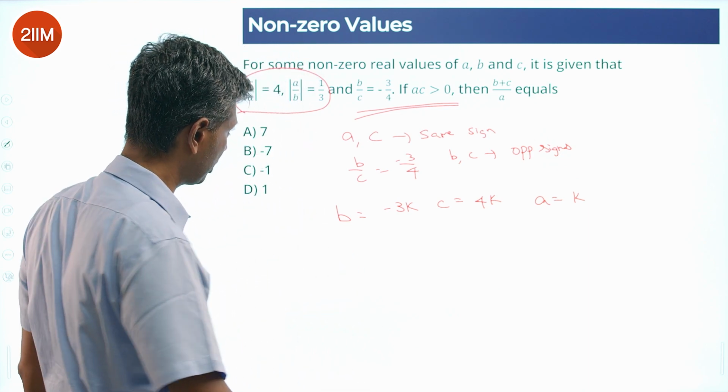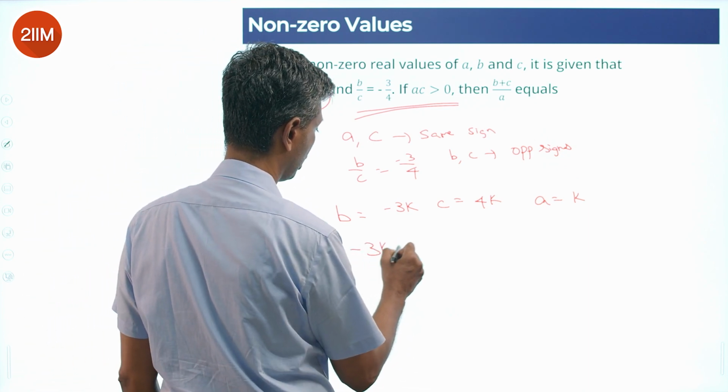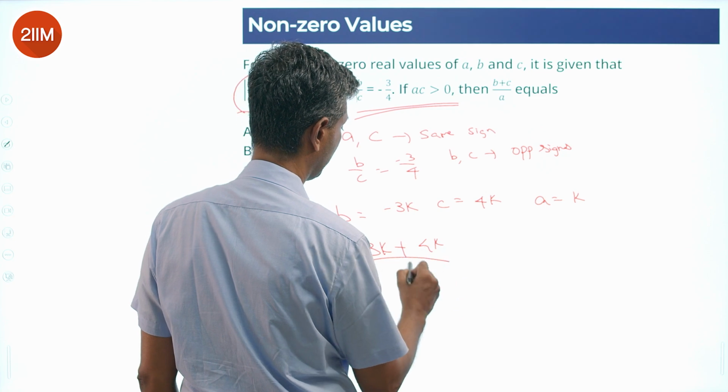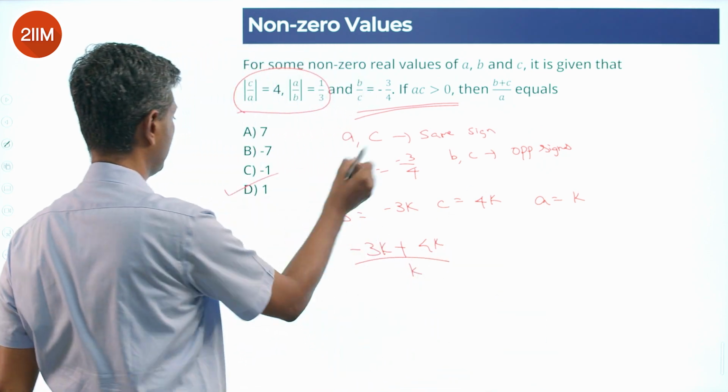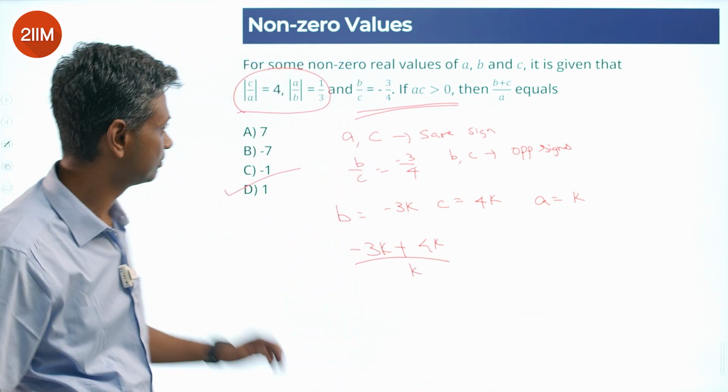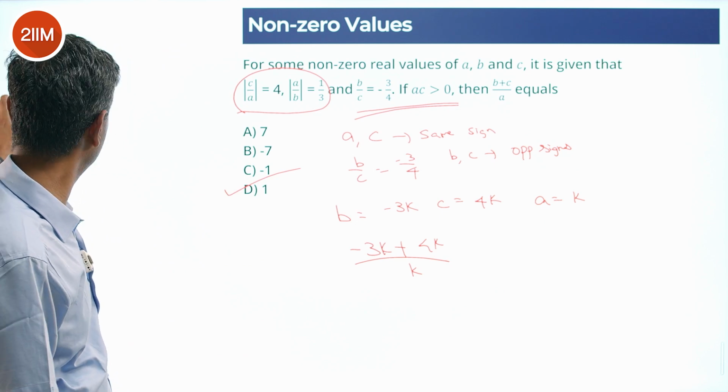Now what do we need to find? B plus c by a equals minus 3k plus 4k by k. Is k by k, 1. Done. Beautiful. Remember, k could have been negative, this will still work.